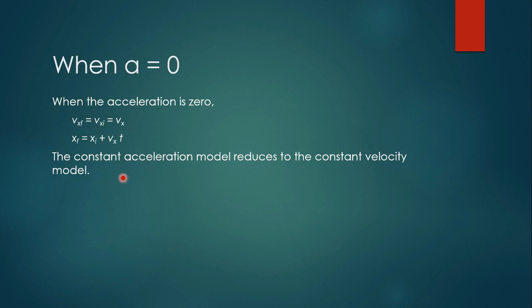Now we should also consider the case when acceleration becomes 0. So when acceleration is 0, the rate of change of velocity is 0. So the velocity does not change. So the final velocity is equal to the initial velocity, and we can denote both by just writing Vx and eliminating f or i suffixes. And xf becomes xi plus vxt because the acceleration is 0. The third term, half at square, is eliminated.